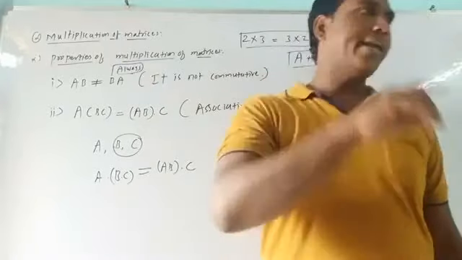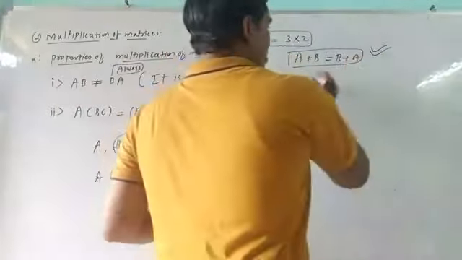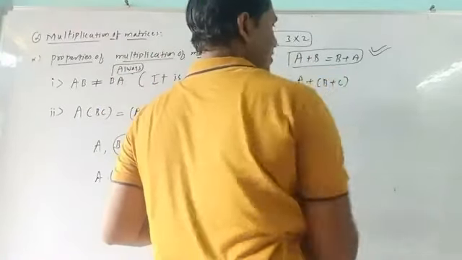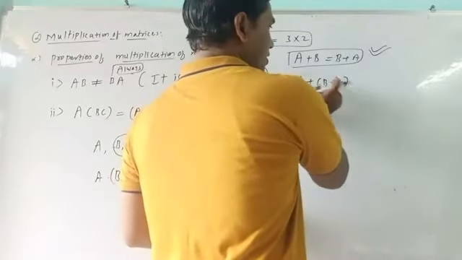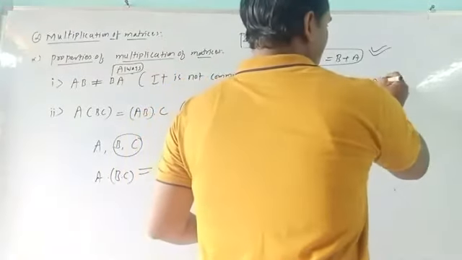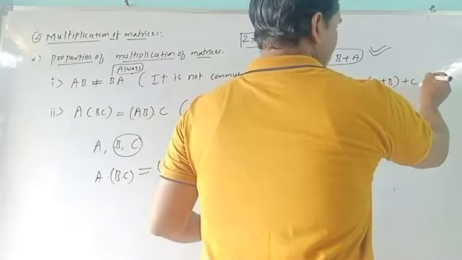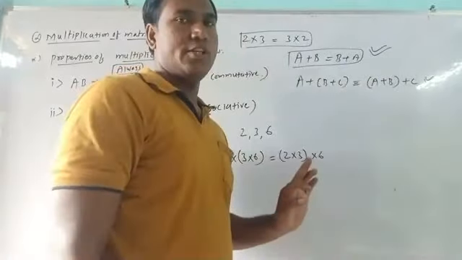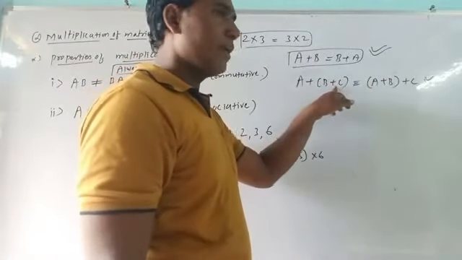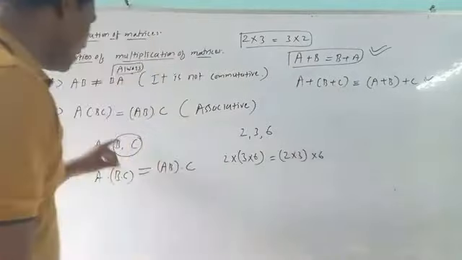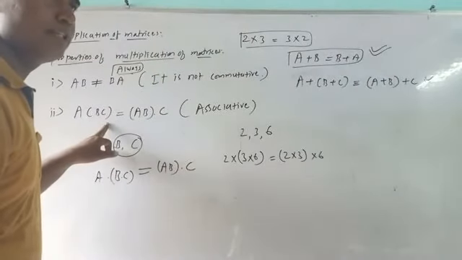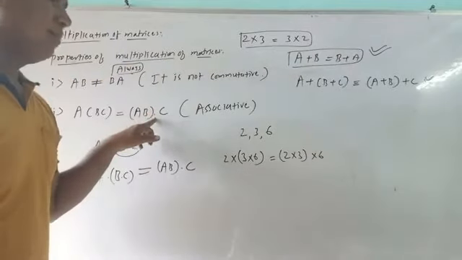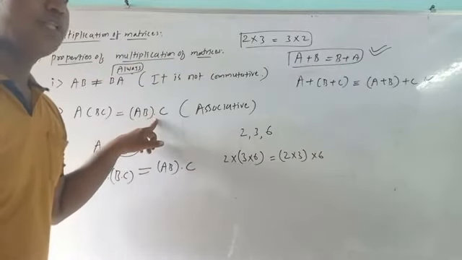This is very similar to addition. In addition, the first property was commutative. A plus B plus C: first we add B plus C, then with A, or A plus B plus C. They are the same. This is the associative property in terms of addition, and it is the associative property in terms of multiplication. Both satisfy it. Addition as well as multiplication both satisfy the associative property.